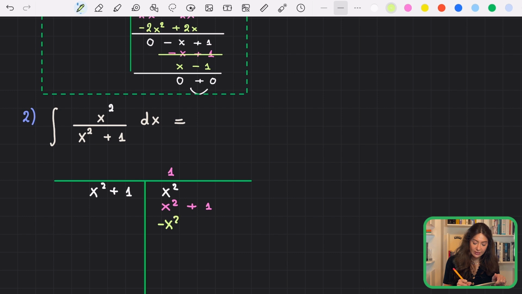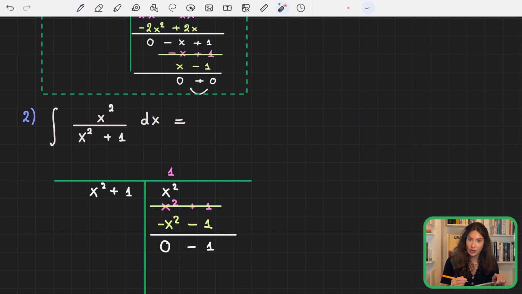Change signs. Cross this out. 0 and minus 1. Now you ask the same question. What do I need to multiply this by to get it to look exactly like this? There's not a single number that you can multiply x squared by so that it is -1. You can divide it, but that's not what we're doing here. That's not the question. What do you need to multiply it by? So nothing. And that means that you're done.